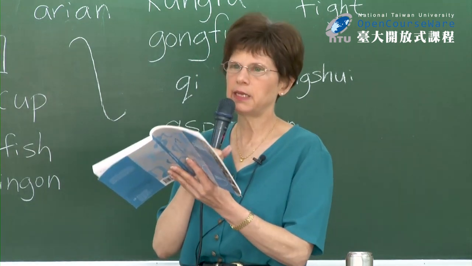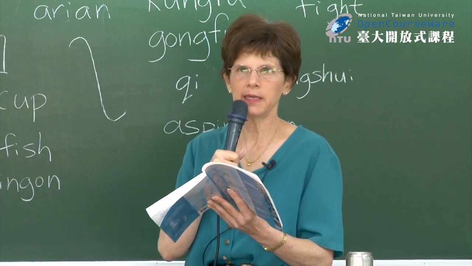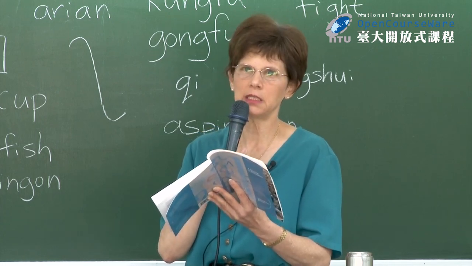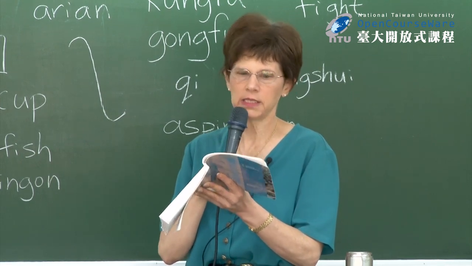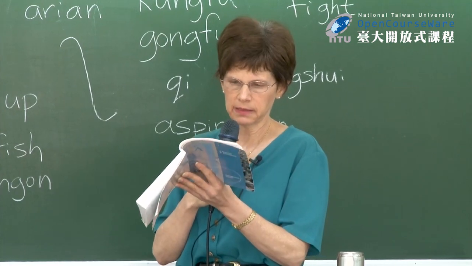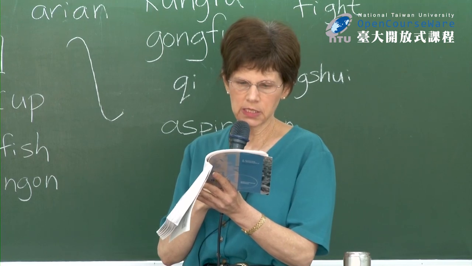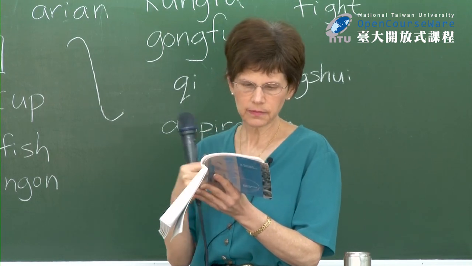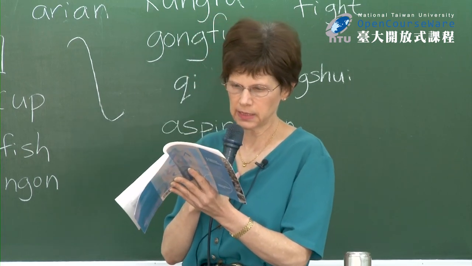G in IPA is always g, 这个是没有例外的。只要 IPA 你写个符号它永远就是那个音。So G is always g, K is always k, S is always s, etc. We need to add a few symbols because the alphabet doesn't provide us with them. And the International Phonetic Association was founded in what year? 1886, we're on bottom of 36 now.